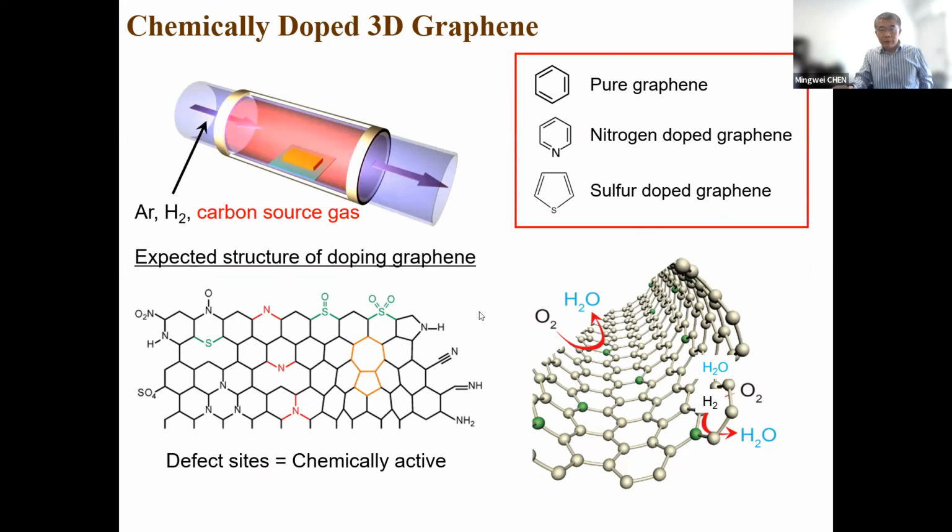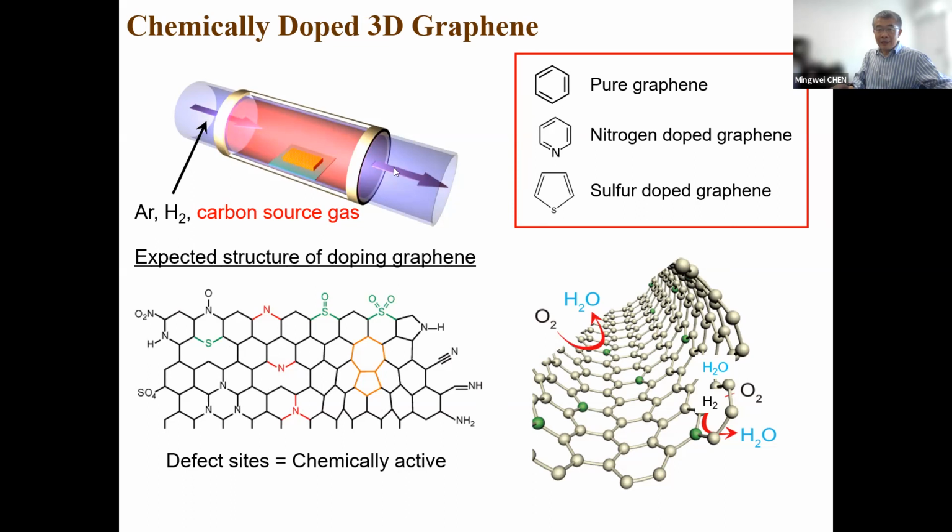Because the three-dimensional graphene has a curved surface, as I mentioned before, it has topological defects. Also, we grow the sample bottom-up by CVD, so we can naturally do chemical doping. We know chemical doping is a powerful tool for scientists, so we can utilize chemical doping to change the chemical and physical properties.